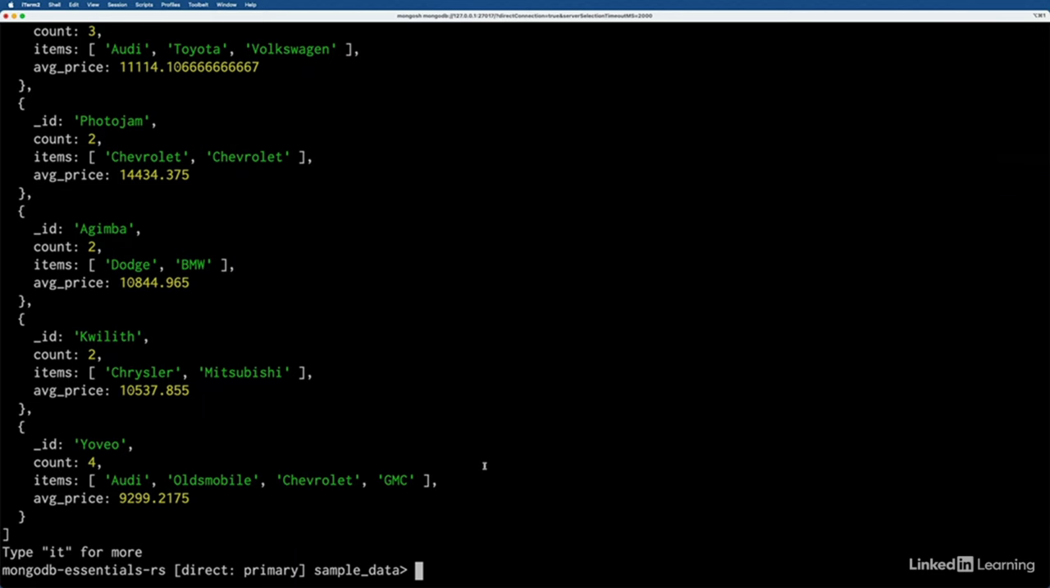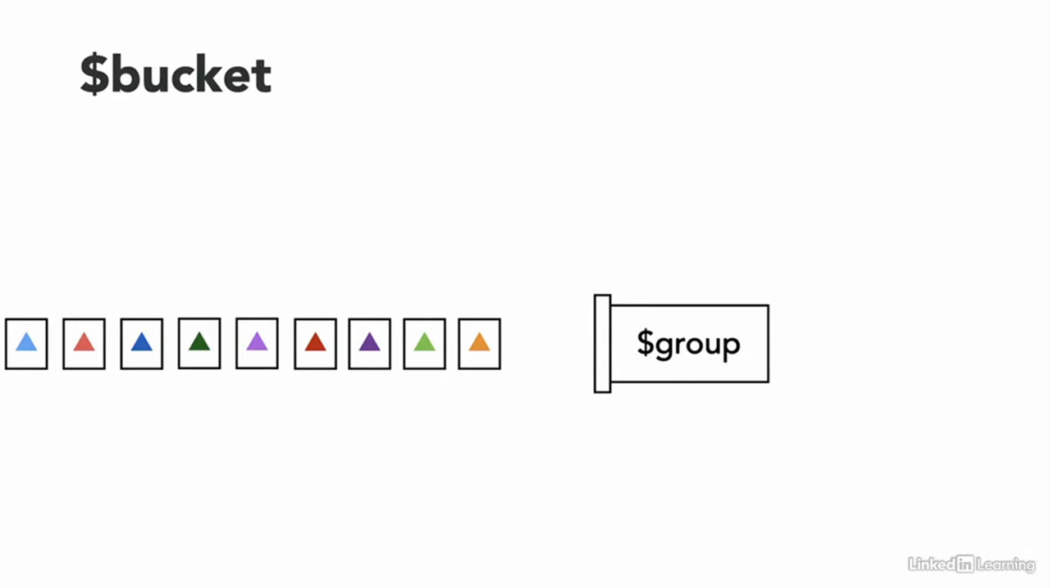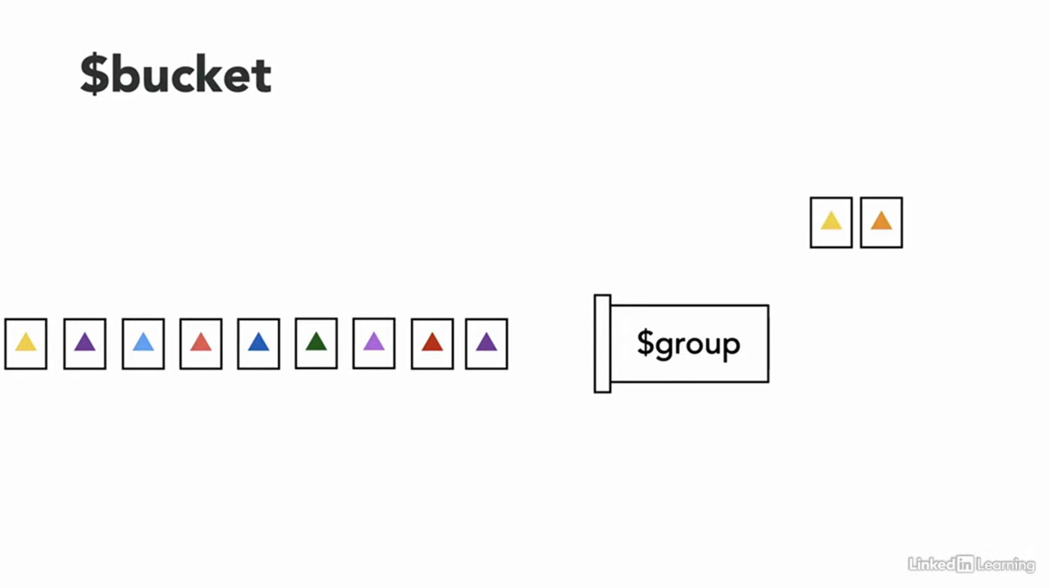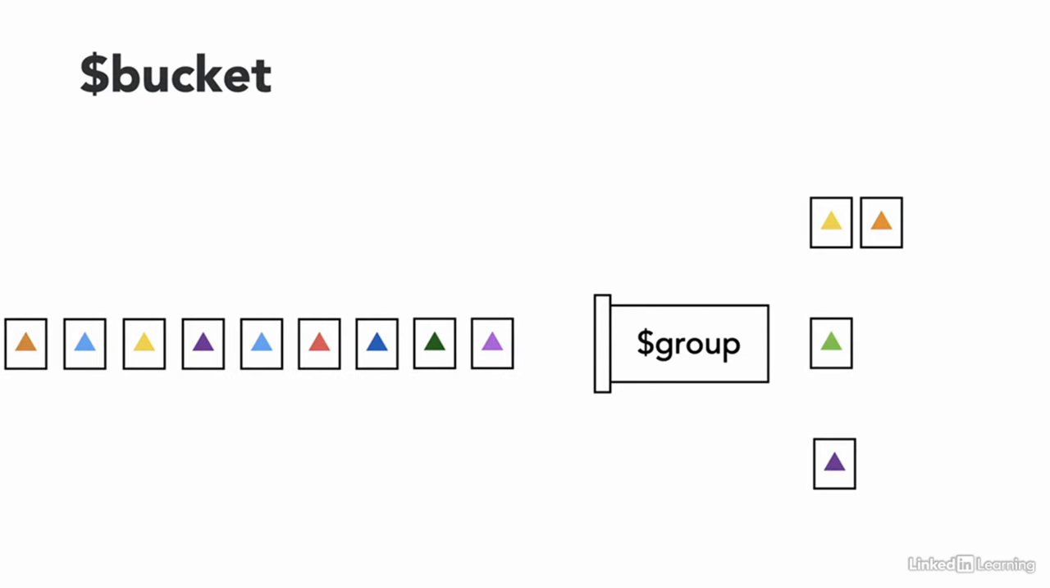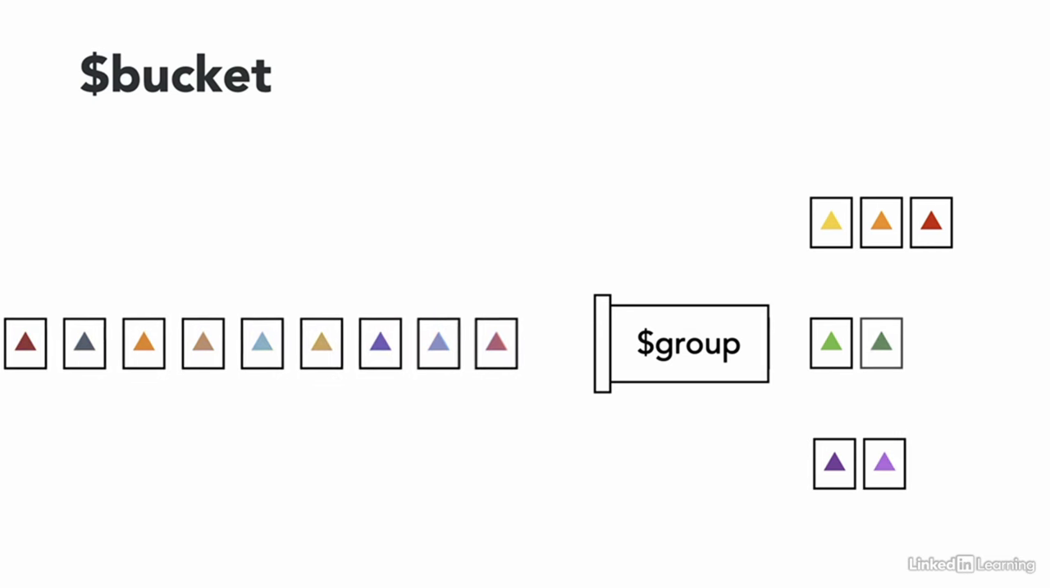That's pretty good. Much like the $group stage, the $bucket stage allows you to put documents into groups, but instead of grouping them by one value that has to be the same for all documents, you define bucket boundaries and ranges for a document value. If the document's values fall within that range, the documents will be sorted into that bucket.